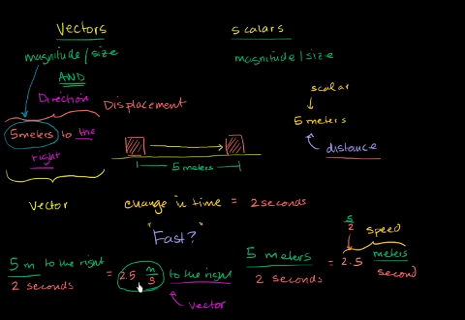And when you specify both the speed, the 2.5 meters per second, which is a scalar, and the direction, you are talking about velocity. So an easy way to think about it: if you're thinking about change in position and you specify the direction of the change in position, you're talking about displacement. If you're not talking about the direction, you want the scalar version, you're talking about distance. If you're talking about how fast something is going and you give the direction that it's going in, you're talking about velocity. If you don't give the direction, you are talking about speed.